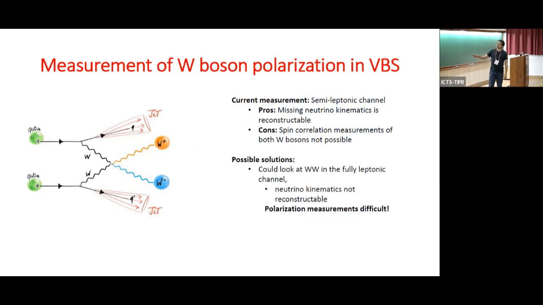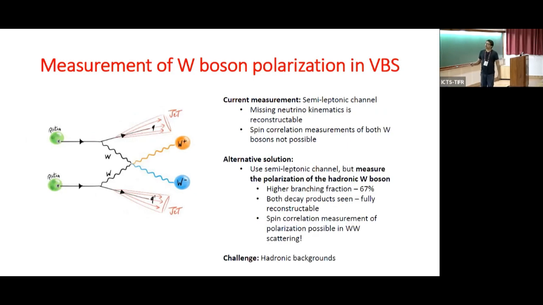So a possible solution could be to look at the WW in the fully leptonic channel where both decay leptonically. The problem with this is that you have too much missing energy. You have two missing neutrinos, and that does not allow you to reconstruct the decay products of this W or this W, and therefore you cannot reconstruct the polarizations. Or at least it becomes very, very difficult.